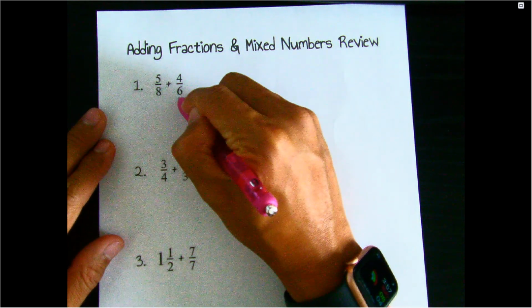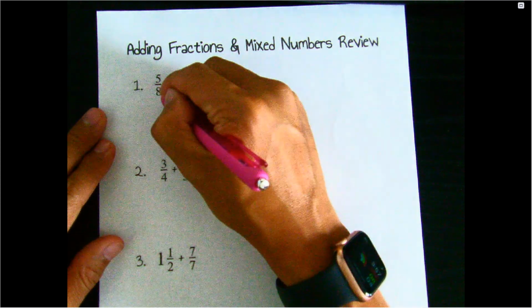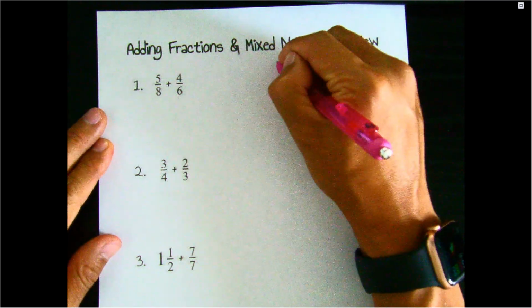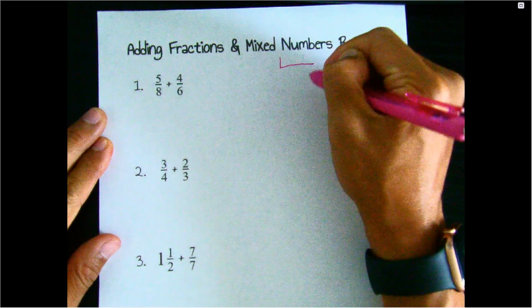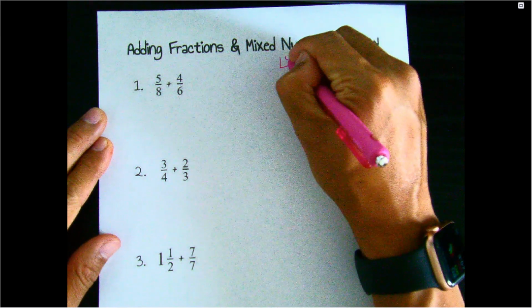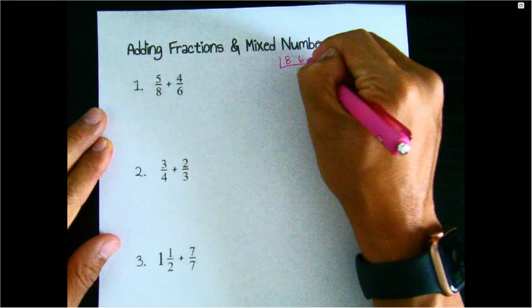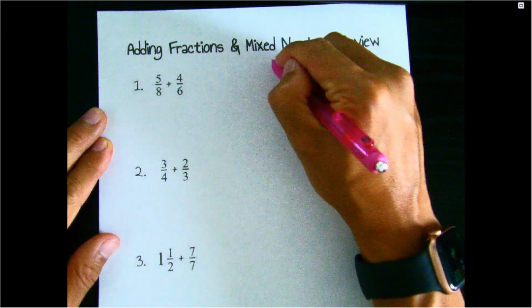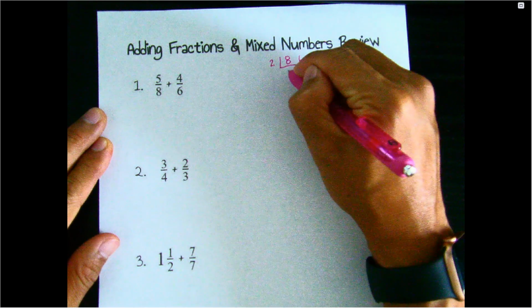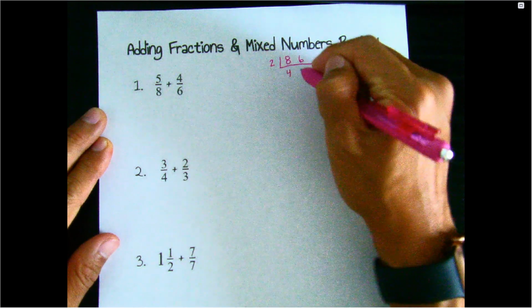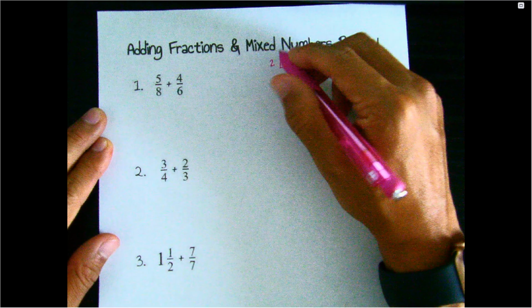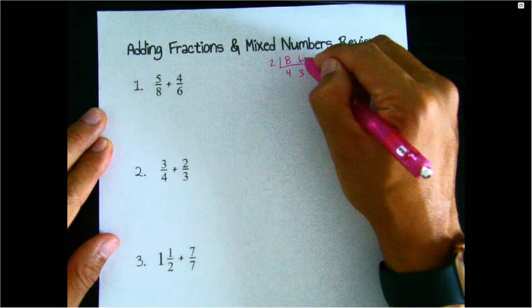So 6 and 8 over here, they are not the same. We need that to be the same. So to find the common denominator, let's find the LCM, or we can call it LCD, least common denominator. What goes into both 6 and 8? Well, 2 goes into both of them, and 2 times 4 equals 8, and 2 times 3 equals 6. So you can say 8 divided by 2 is 4, 6 divided by 2 is 3.